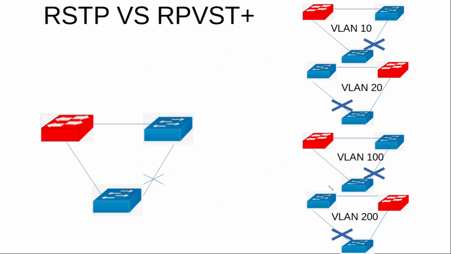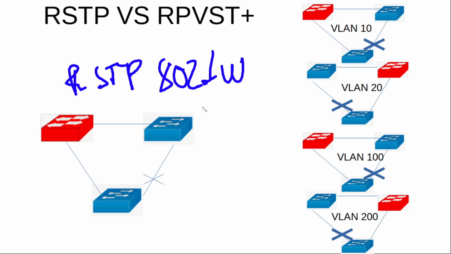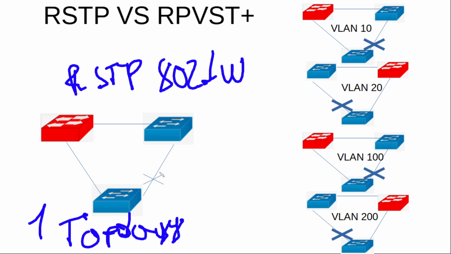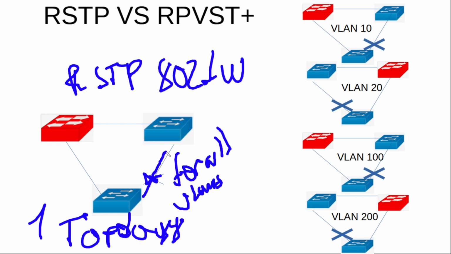Now, this will be basically the difference between vanilla, plain, normal rapid spanning tree and Cisco's rapid per VLAN spanning tree. For instance, rapid spanning tree protocol, the original 802.1w, will only offer one topology. So it will place one port in discarding mode for all VLANs. So this has the disadvantage that this link will be idle, wasted and not used.